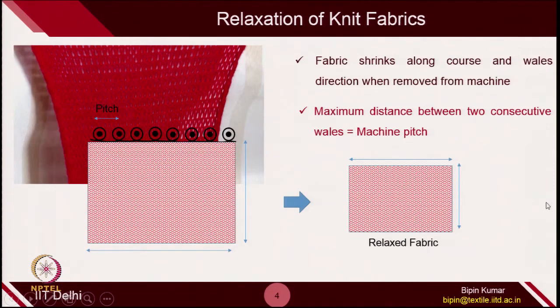But once you take out the fabric and place it on a table, you will realize the fabric shrinks in the width direction. This is because of stress relaxation in the yarn which is there on the machine. This is called relaxation, and we need to see how much the fabric relaxes both in the wale direction as well as in the course direction.